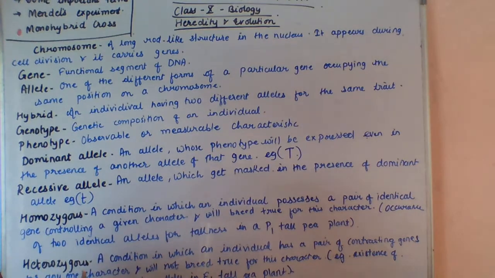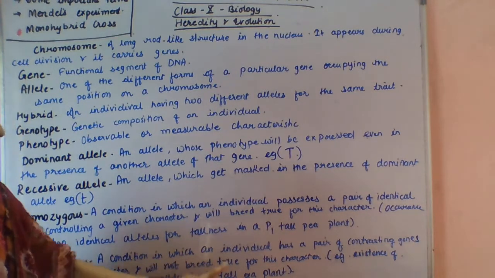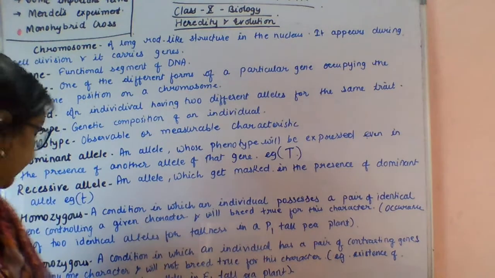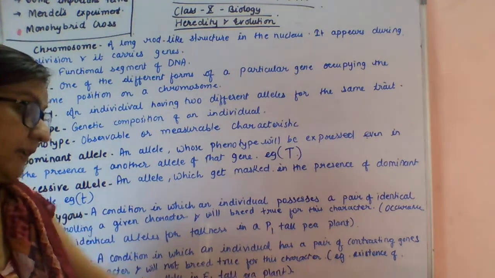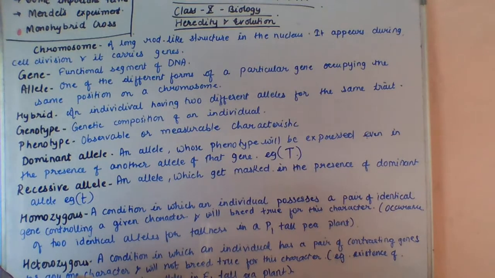Next is heterozygous condition, a condition in which an individual has a pair of contrasting genes for any one character and will not breed true for this character. So obviously in this, the pure characters are not there.